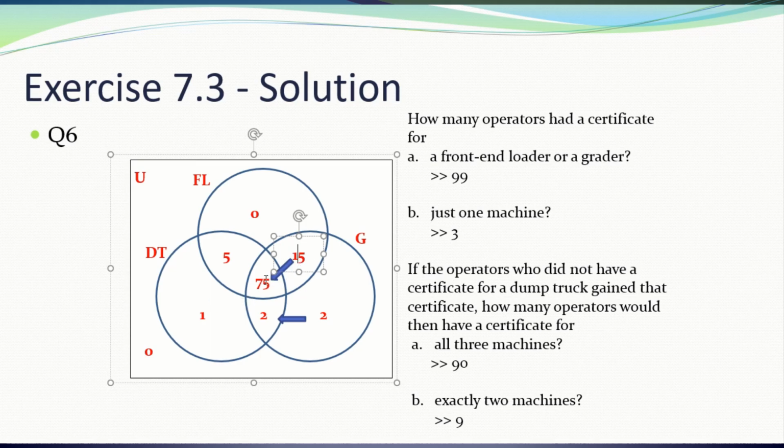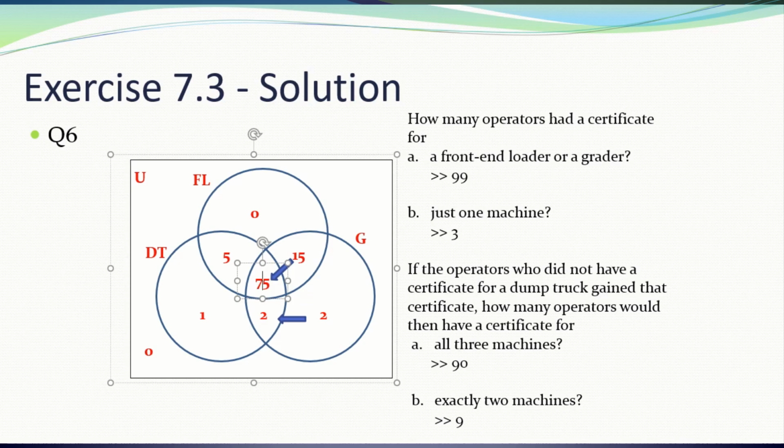So these 15 will go in here, which will make it 90. And this grader only got 1 now, right? Only got 1. These 2 of them only got 1 license, only got 1 certificate. If they get 1 more for the dump truck, they will have 2 certificates. So they will go inside here. So exactly 2 machines will be 5 plus 4. This will be 0 already. Why? Because this has gone in here. Okay, just take your time and think about it. What's happening is they're saying these people here get the dump truck. That means this will move here. This will move here. This will move here. Pause the video. Take your time to think what's going on there.